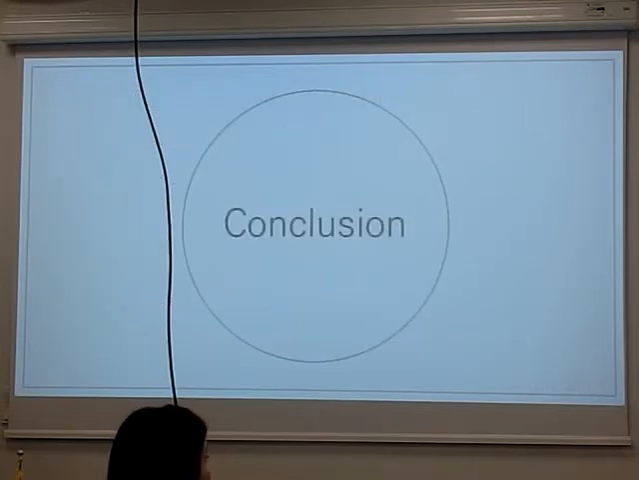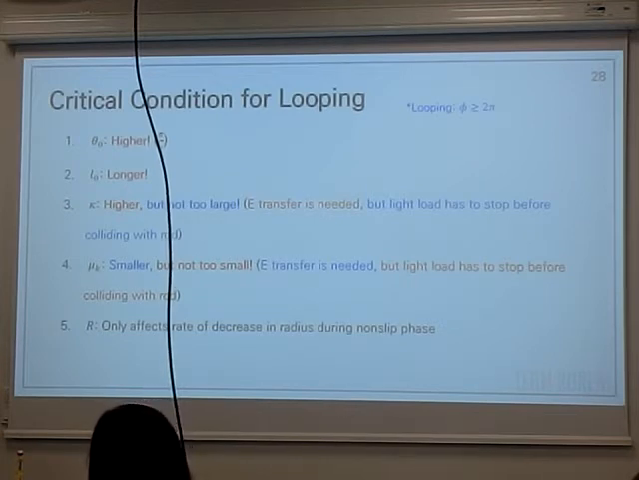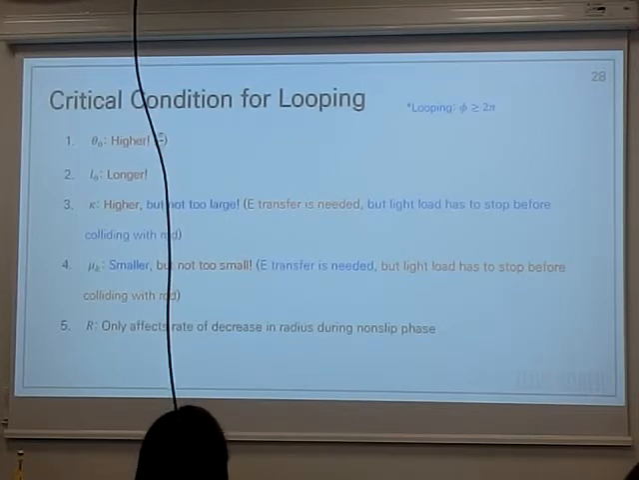Now, for the conclusion, we will discuss the critical condition for looping. First, theta 0 has to be higher, according to our numerically simulated curve obtained by varying the initial string length and the initial angular force. Based on the same graph, we can deduce that the initial length has to be longer. And for the mass ratio, based on our experiment and simulation, we deduced that the mass ratio has to be high, but not too high, because the light load has to stop before it collides with the rod.